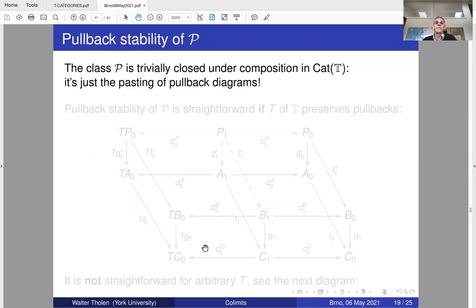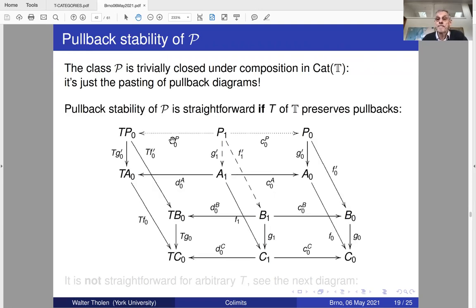So now we go to business. So we have our program set out. We have to prove these three conditions. Well, one is very easy. If you vertically paste pullback diagrams, you see immediately that the class P is closed under composition. No problem. So let's go to pullback stability.